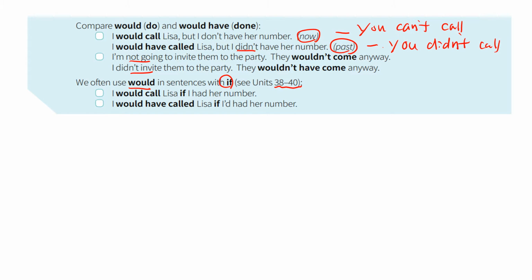I would call Lisa if I had her number, but it means I don't have it. I would have called Lisa if I'd had her number, so I didn't have it. I didn't have the number, so I don't have the number.